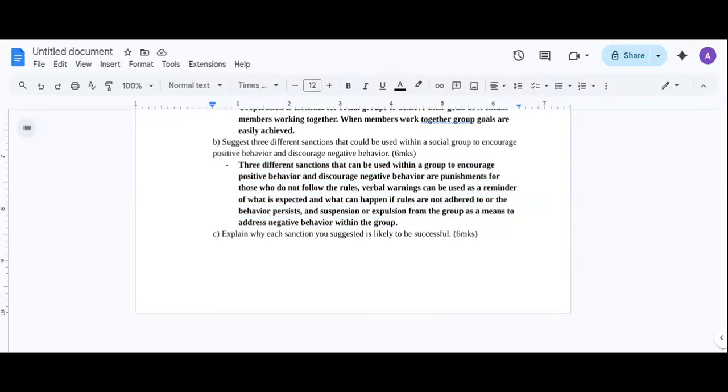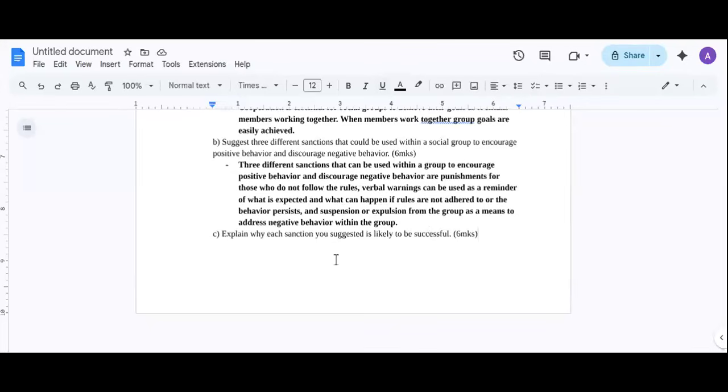So right here we realize that for each suggestion, that will be 2 marks. And also we're making sure that our sanctions will ensure that persons stay away from the negative behavior. And here they're asking why each sanction will be successful. So I want someone to answer at least one for me.